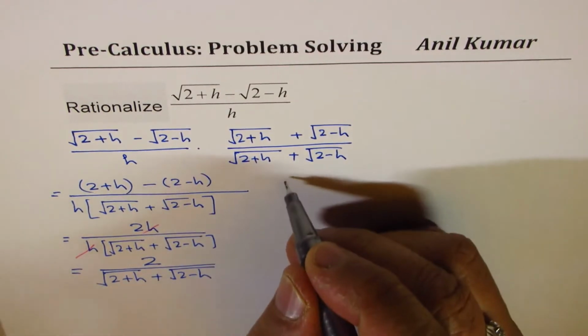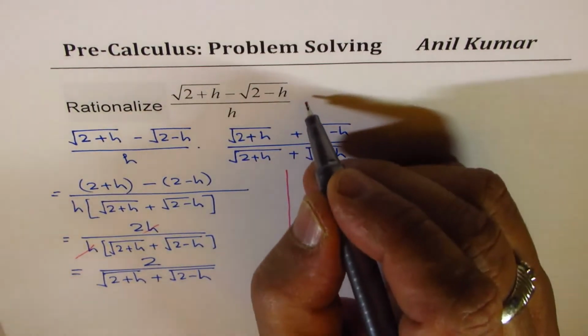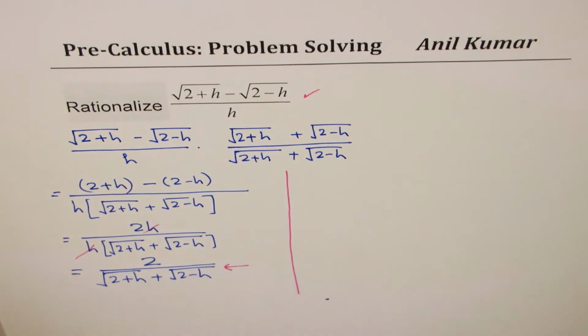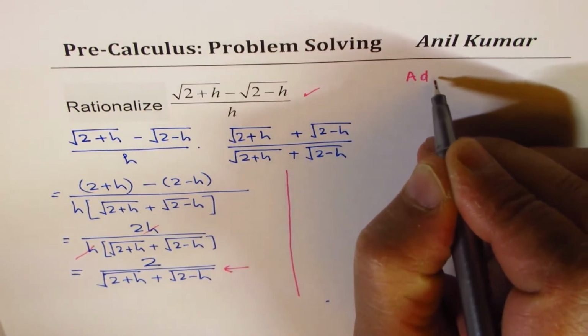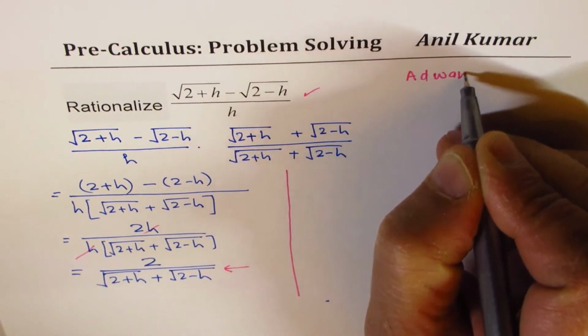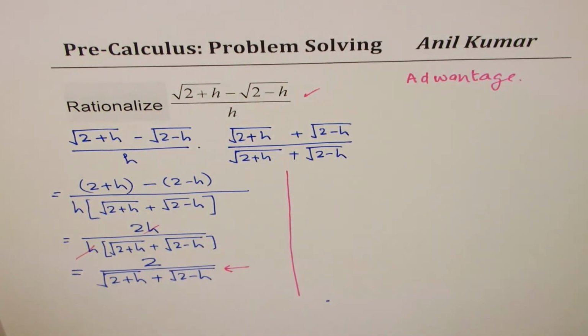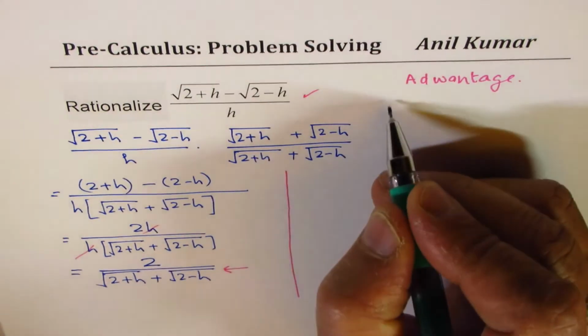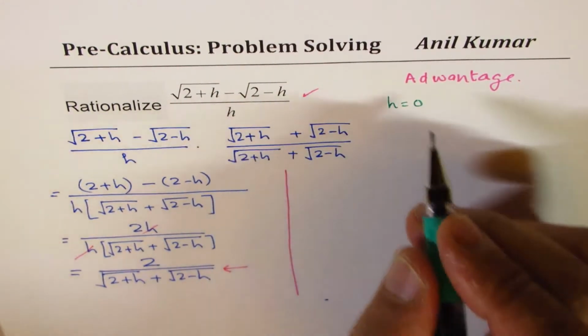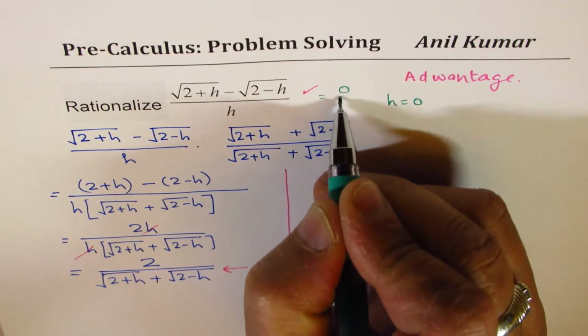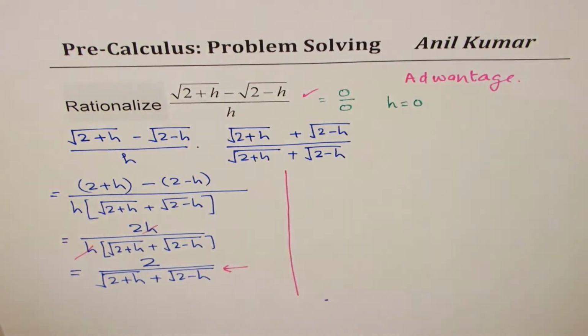Now my question to you is, we had this expression and now we are saying that is a simplified expression. How does that help? So you have to list me the advantage of doing all this. Well, as we talked about it earlier, if I substitute h equals 0, then what we get here is 0 over 0, which is not defined.